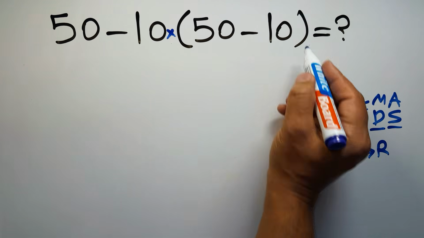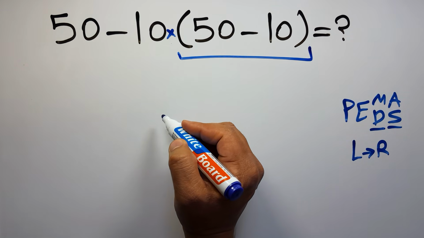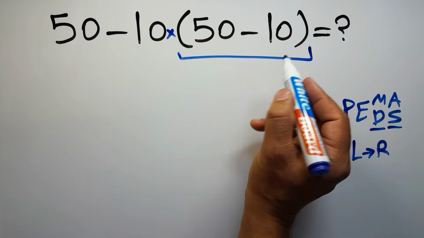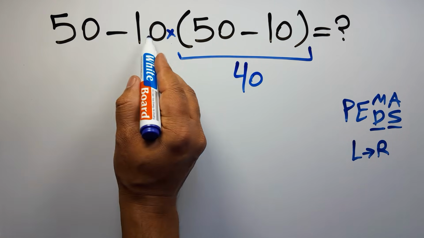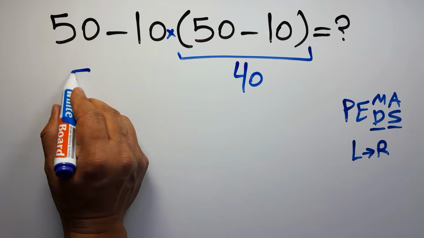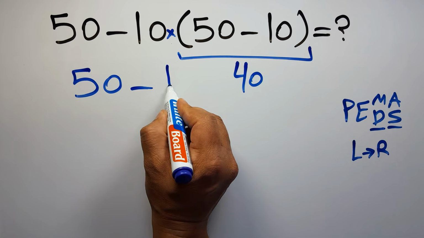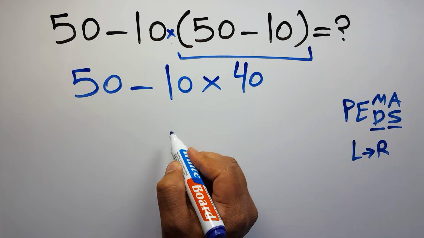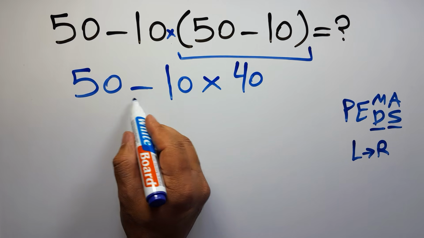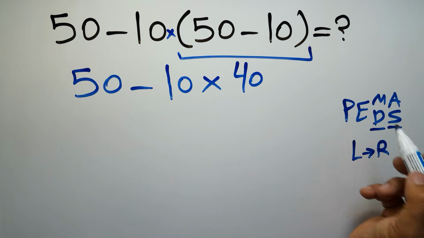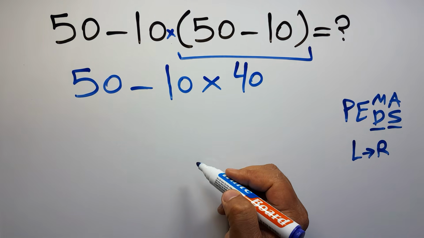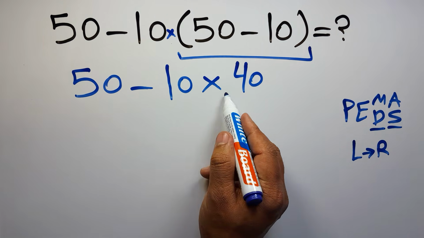So first we have to do this parentheses. Inside this parentheses, we have 50 minus 10, which equals 40. So we have 50 minus 10 times 40. Now in this expression we have one subtraction and one multiplication. According to PEMDAS, multiplication has higher priority than subtraction. So here first we have to do this multiplication.